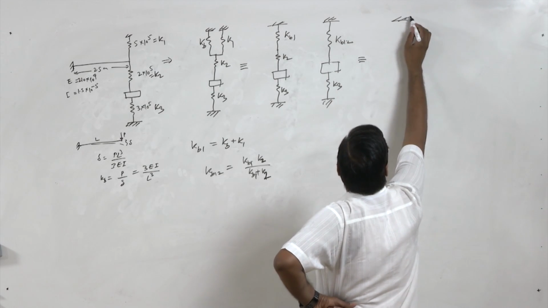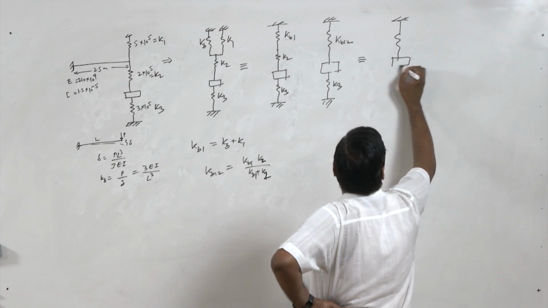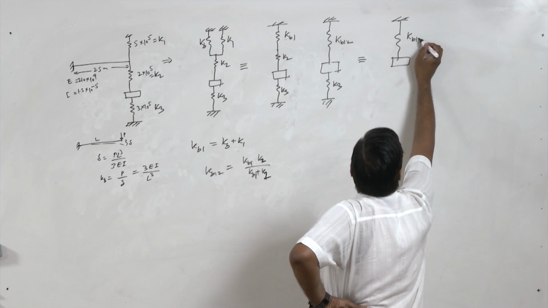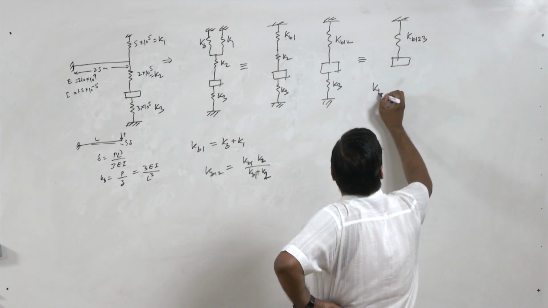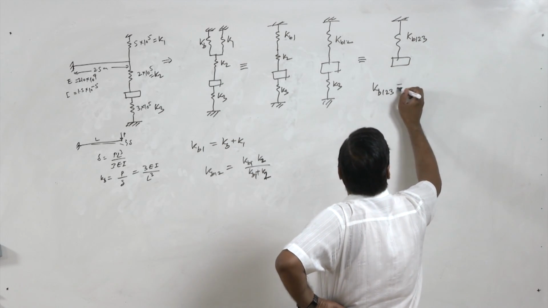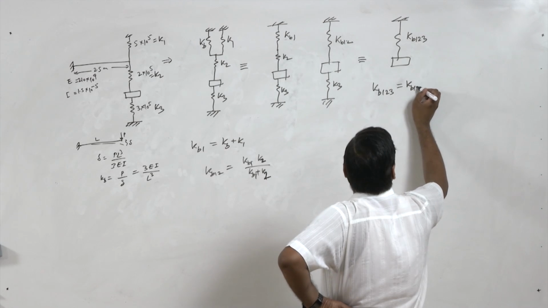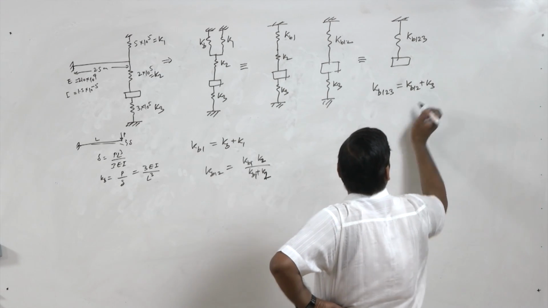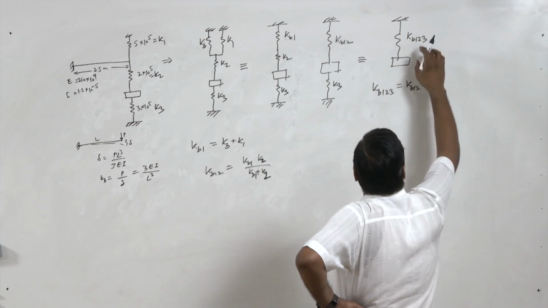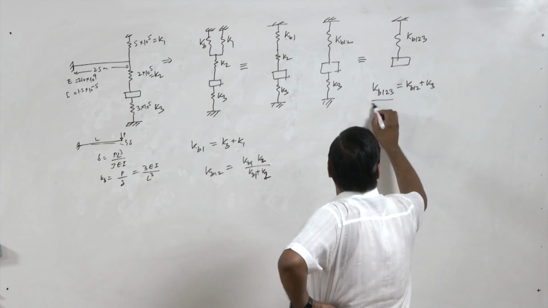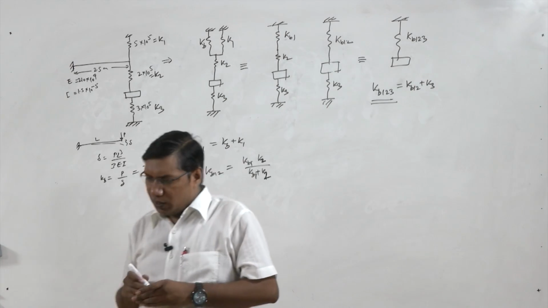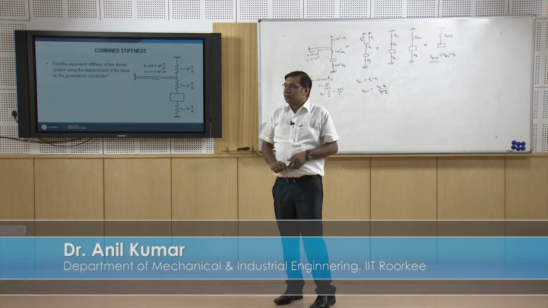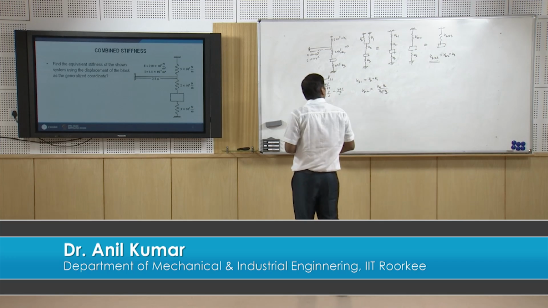So we can again represent this. So this is KB123. So KB123 equals KB12 plus K3. Okay. So now we can finally find the equivalent stiffness of these springs.